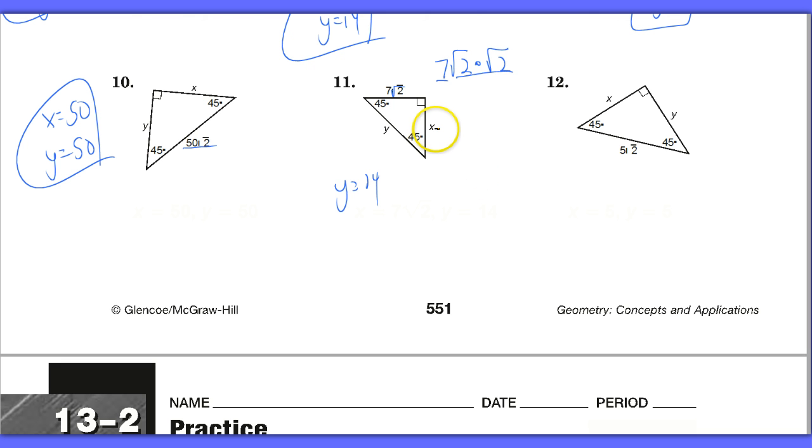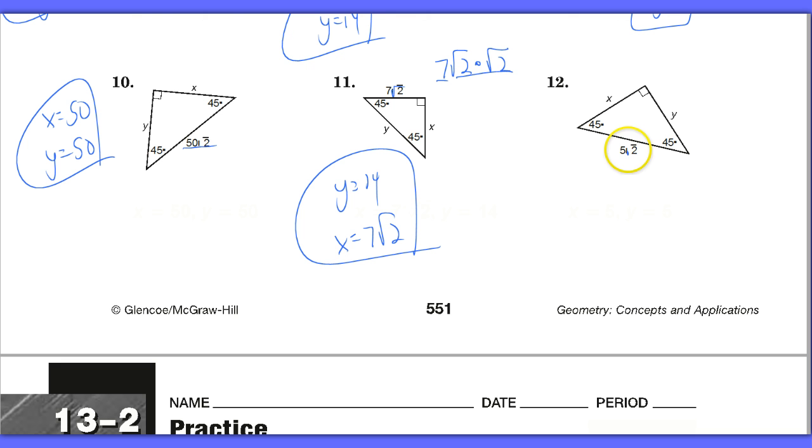The other value we're asked for is x. X and the 7 root 2 are both legs. They're equal to each other, so x is equal to 7 root 2 as well. Those are our two answers for number 11. Always multiply by root 2 when you're going from leg to hypotenuse. Always divide by root 2 when you're going from hypotenuse to leg in a 45-45-90.